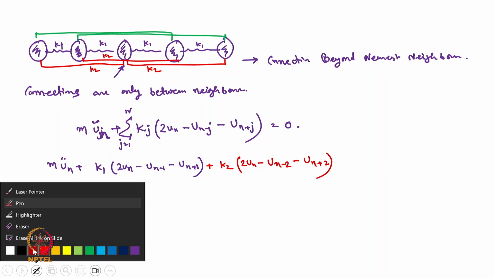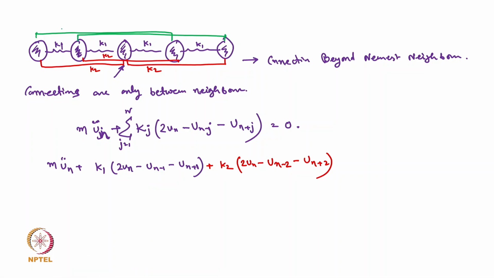Now what will be k3? That is k3 into 2un minus un minus 3 minus un plus 3, all equal to 0. So whatever the number of connections, those terms will come into the picture, and quite interestingly we can get our equation of motion.